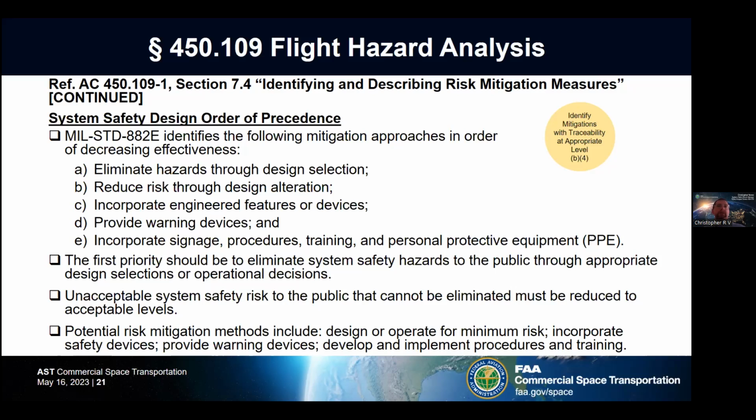The first priority should be to eliminate system safety hazards to the public through appropriate design selections or operational decisions. Unacceptable system safety risks to the public that cannot be eliminated must be reduced to acceptable levels. Potential risk mitigation measures or methods include design or operate for minimum risk, incorporate safety devices, provide warning devices, or develop and implement procedures and training.